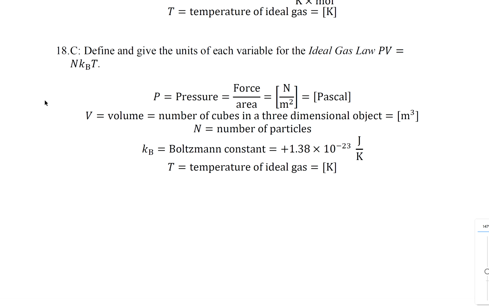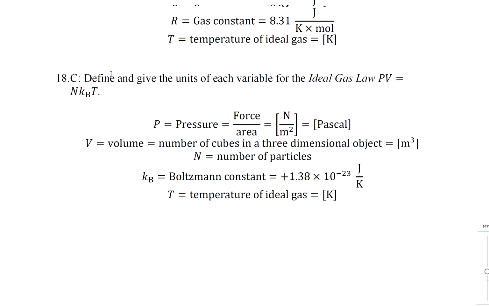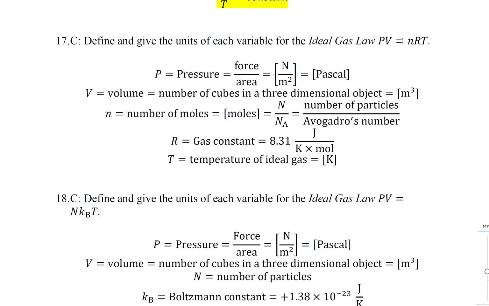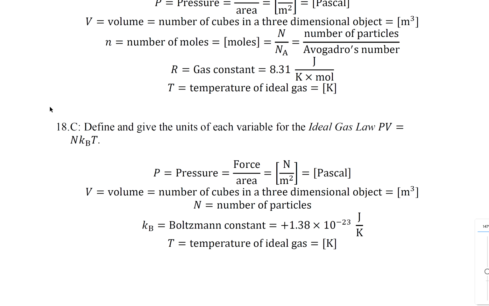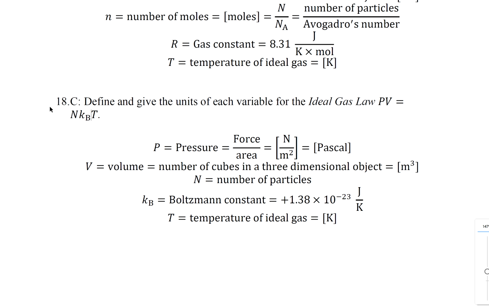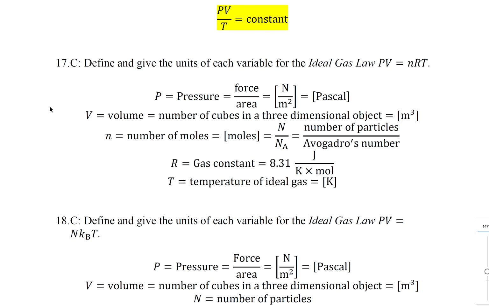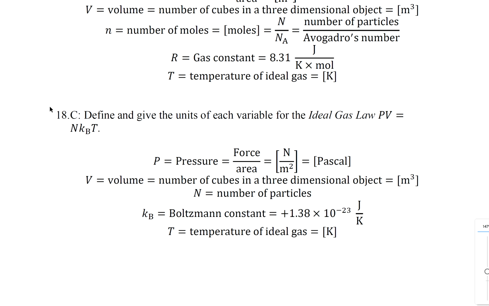Question 18. We have another ideal gas law, PV equals N K sub B T. So look at 17 and 18. 17 has a little n. 18 has a big N. Little n is number of moles, big N is number of particles. Question 17 has big R. Question 18 has K sub B. Big R is a constant, K sub B is a constant. So make sure you know the difference between these two laws. They're both ideal gas laws.